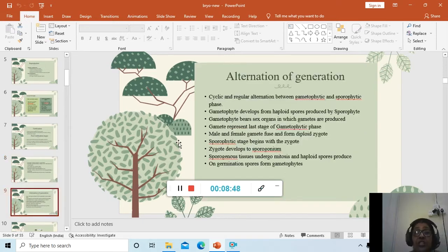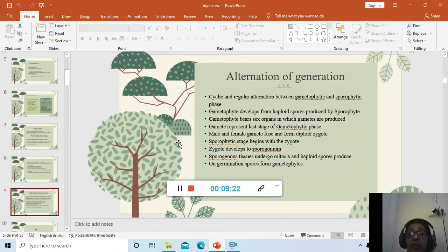About the alternation of generation, the bryophytes show a typical alternation of generation, where the gametophytic generation alternates with the sporophytic generation. The gametophyte develops from haploid spores, so we can say spores are the starting of the gametophytic generation, which will produce the sporophyte. The gametophytes usually bear the sex organs, antheridium and archegonium, inside which the male gamete and female gamete are produced respectively. The gametes represent the last stage of the gametophytic generation.